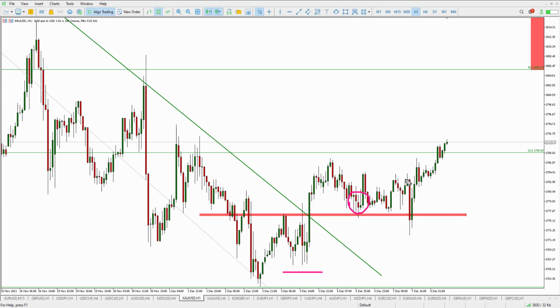Right, so we then saw yesterday that happened. We saw price pushing to the downside, and it didn't manage to break below and close.